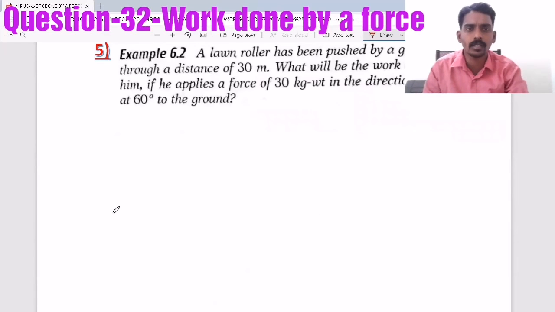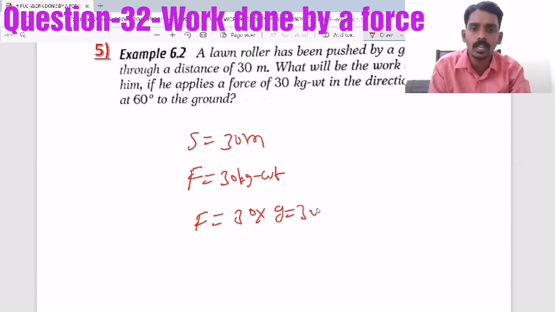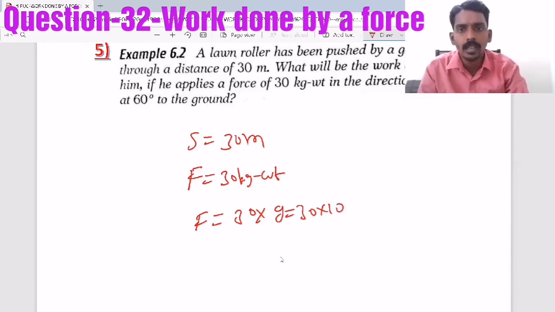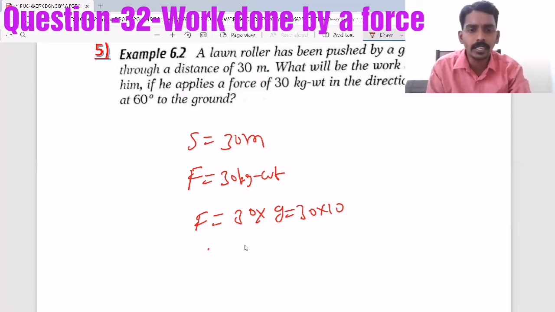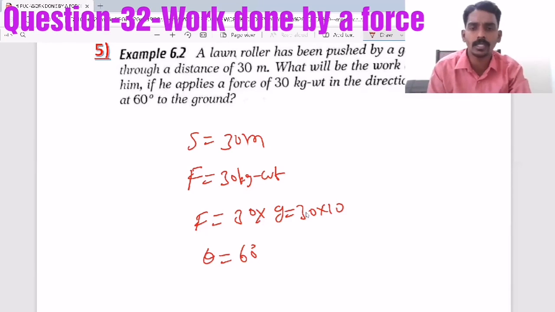Now, one last and final question. A lawn roller is pushed by a gardener through a distance. So the distance is 30 meter. Now, what will be the work done by him if he applies a force of 30 kg weight? That means the force equivalent to 30 kg weight, meaning 30 into g, nothing but 30 into 10, and in a direction 60 degrees with the ground.